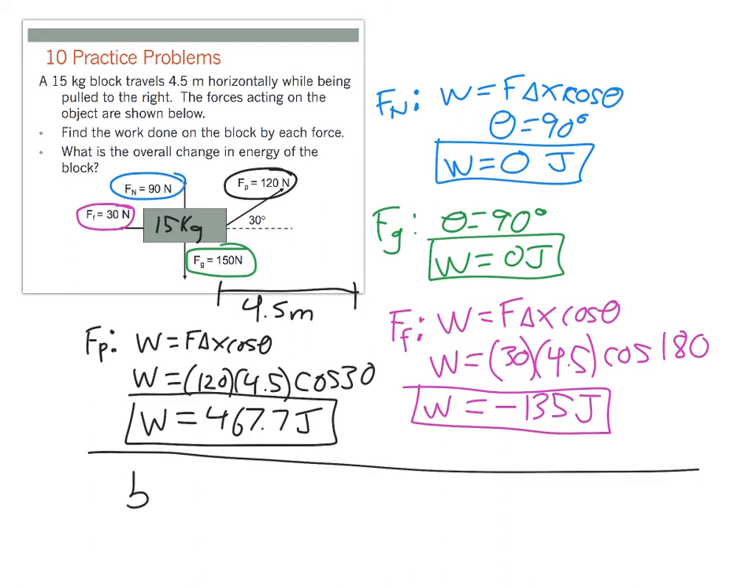For part B, we want the overall change in energy of the object. Keep in mind that the change in energy is simply the work done on the object, so we're just going to add up all the work that's done on this object, the 467.7 plus negative 135. Obviously, the other two forces don't do any work, and so we end up getting a total work done of 332.7 joules.